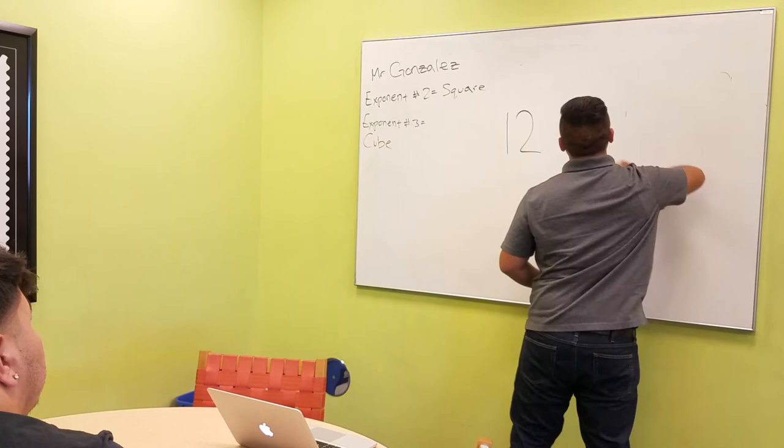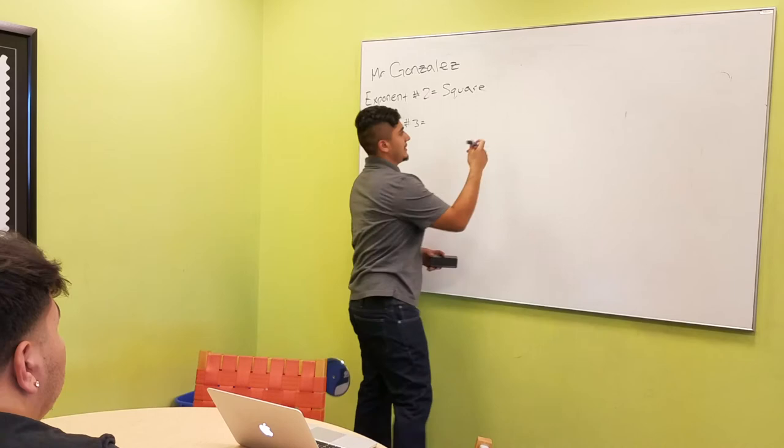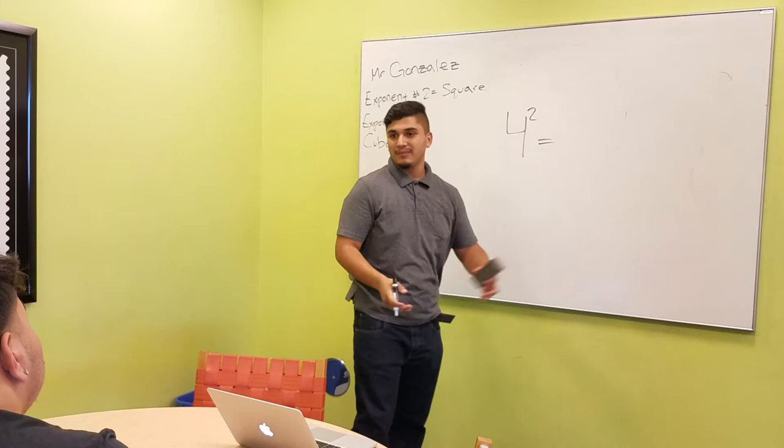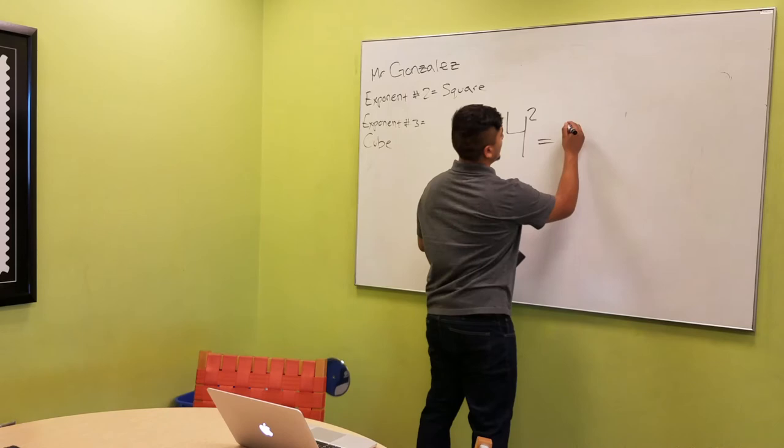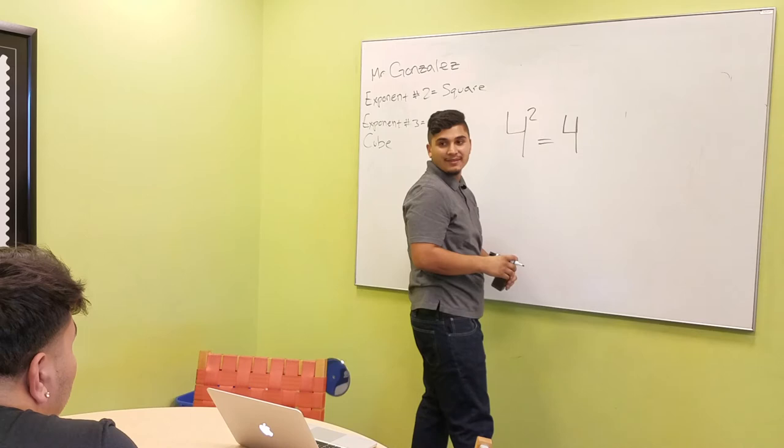Give me another number. 4. 4 to the power of 2. So Mr. Joseph, what's next? What does 4 to the power of 2 mean? 4 times itself. How many times are we going to put that 4 down? Two times? Yes, correct.